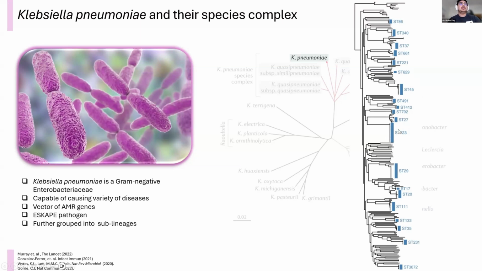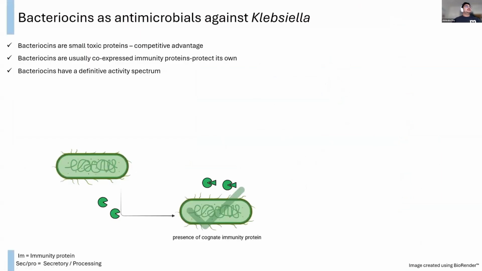So it is important to know how we can develop antimicrobials against different clonal groups, given our genomic knowledge of all these isolates. Bacteriocins could be used as very potent antimicrobials to target Klebsiella. Bacteriocins are small toxic proteins that give the producing strain a competitive advantage over the other strains present in the same niche.